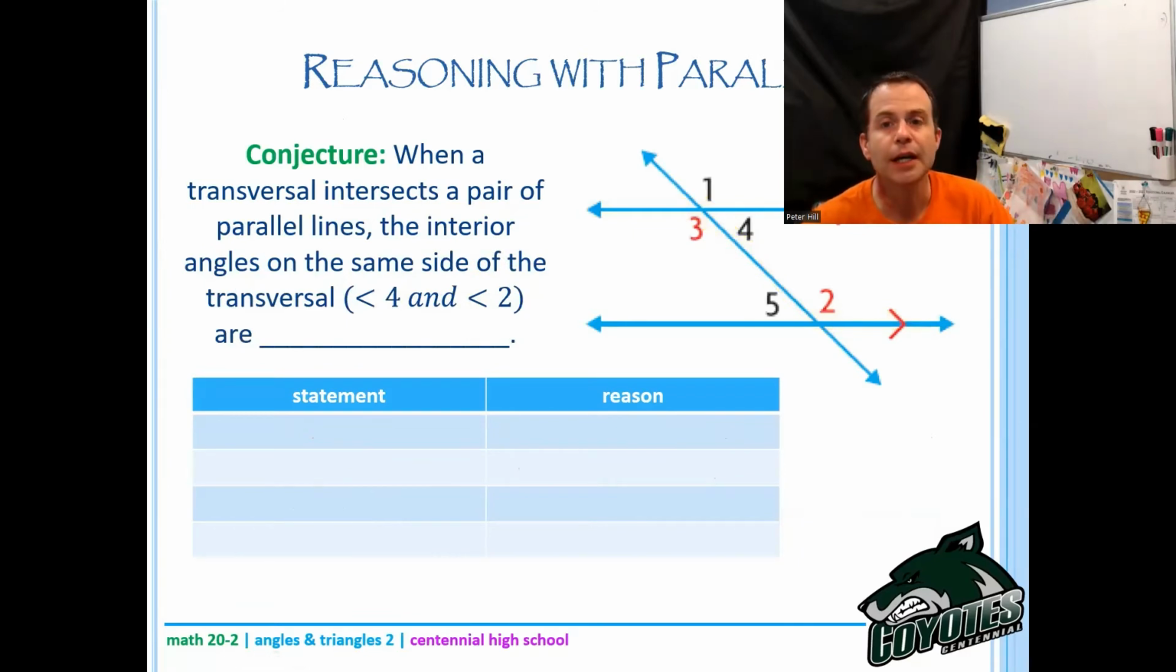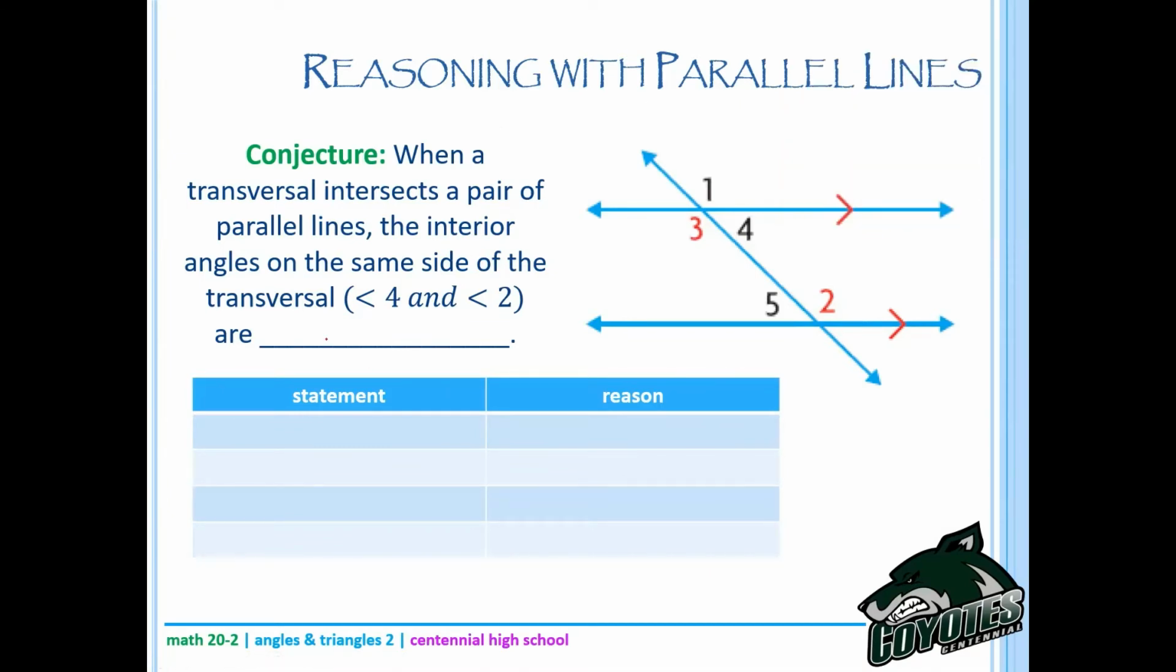Let's try another one. When a transversal intersects a pair of parallel lines, the interior angles on the same side of the transversal. So take a look at angle 4 and angle 2. I'm just going to hide myself for a sec. If we were looking at angle 4 and angle 2, sorry, I just lost my ink here. Okay, angle 4 and angle 2. Okay, so a lot of times you'll hear teachers call this the C, because it kind of forms a C, but those are interior angles on the same side of the transversal.